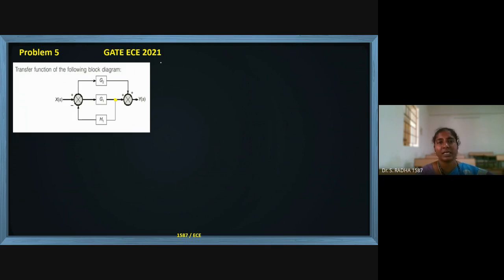In the first step, I will just simplify the bottom feedback. You know negative feedback means G by 1 plus GH. In the place of G, G1 is there. In the place of H, H1 is there. So I am just simplifying that. Overall input is X of S. Overall output is Y of S.